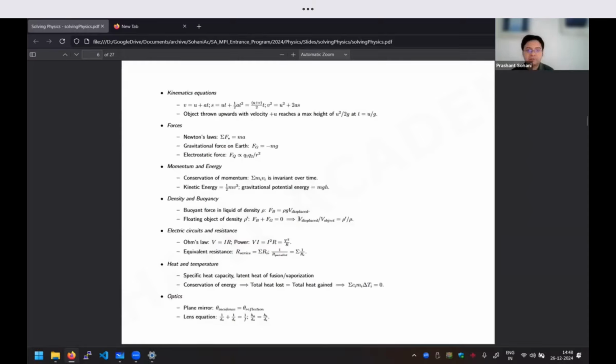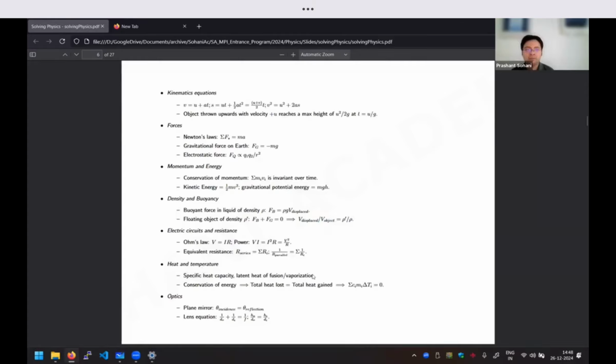Density and buoyancy, again, this formula which I mentioned just a few minutes ago, that the ratio of the volumes of the two that are displaced versus the total object. So we will derive this formula in today's questions. Then for electric circuits, Ohm's law is the basic thing, but using that to find equivalent resistance, I think you must be knowing this in school already, like how to find the series and parallel resistances. And then specific heat and latent heat, for example.